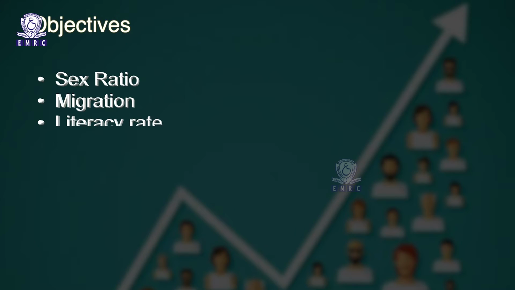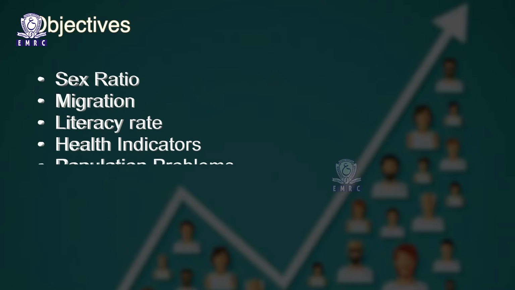Now, let's talk about the objectives of today's class. We will learn about sex ratio, migration, literacy rate, health indicators, and population problems. In the previous classes, we've seen the population size and growth since 1901, distribution of population and density of population. These were a few demographic characters. Today, we will proceed with a few other important demographic characters.